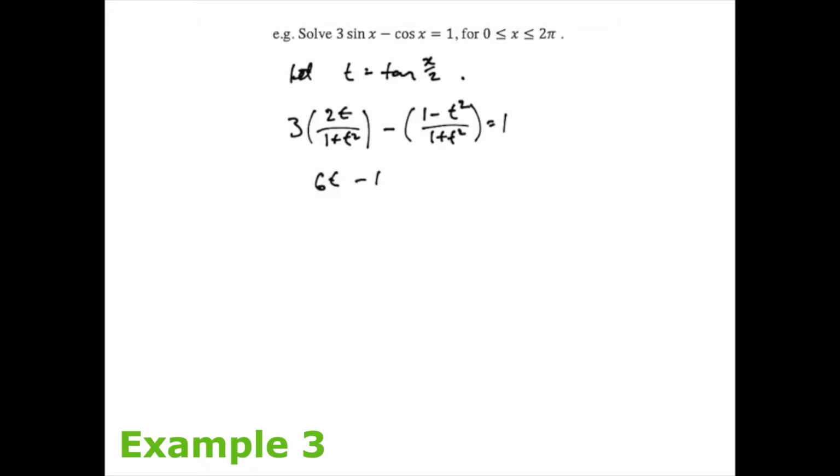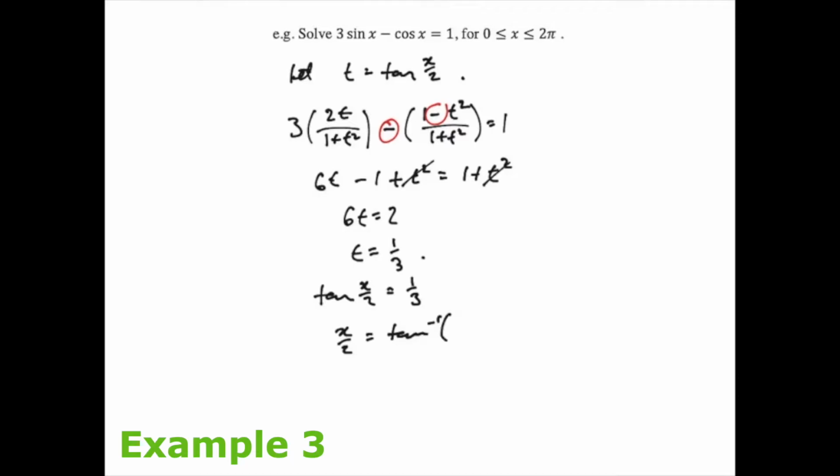Just be careful, that's a negative, and the negatives, that's actually going to make a positive. It's going to be plus t squared, and this will be 1 plus t squared. T squareds cancel. 6t equals 2, t equals 1/3. Tan x over 2 is 1/3, so x over 2 is inverse tan 1/3. Okay, and then x over 2 is 0.3217, and we just double that.